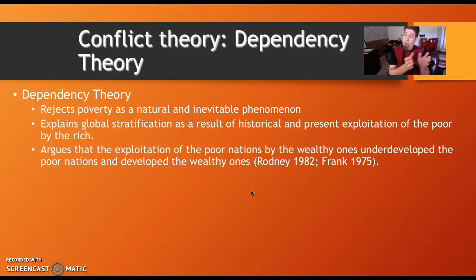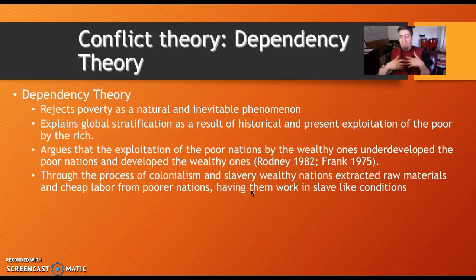So underdevelopment was not a natural phenomenon. It wasn't something that these countries started out with. It was something that happened through the exploitation of their resources, through the exploitation of their labor forces, which left these countries disadvantaged. So we can see that through colonialism, through slavery, wealthy countries extracted raw materials and cheap labor from these countries, and that then ceased to develop those countries and went to develop the countries in the north.